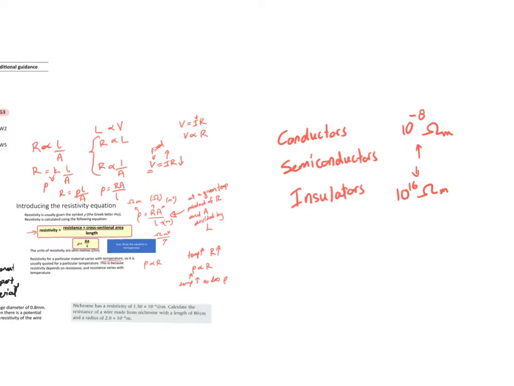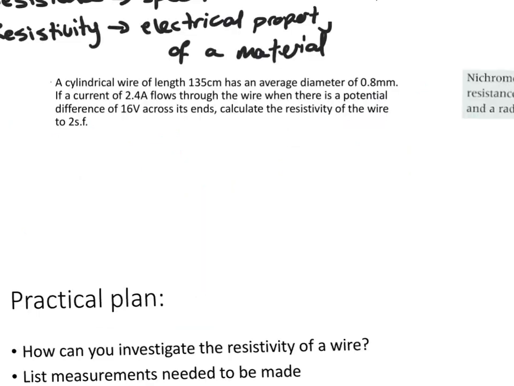And you can see that conductors, since they have a very small value of resistivity, resist the electron flow less than insulators will. Okay, so let's look at a couple of examples.